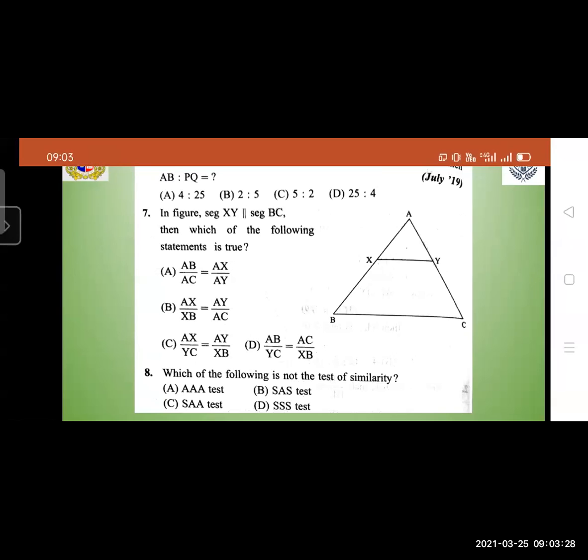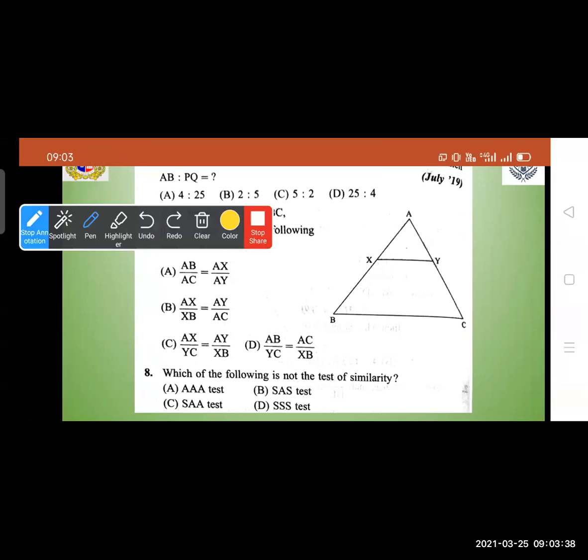Option A: AB by AC is equal to AX by AY. This condition holds when XY is parallel to BC, then we write AB by AC is equal to AX by AY.